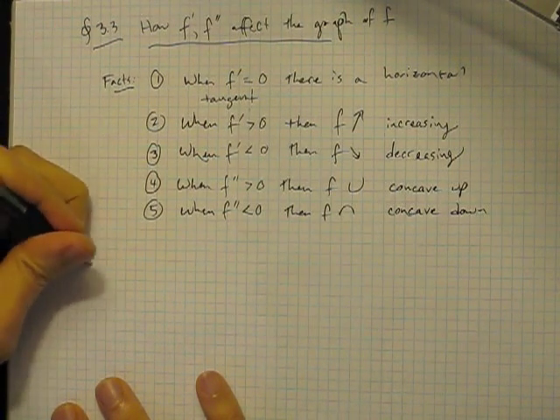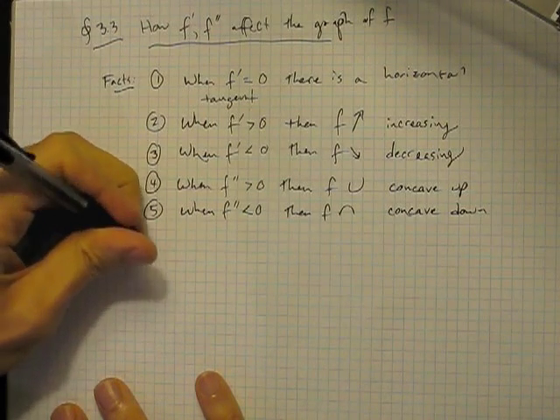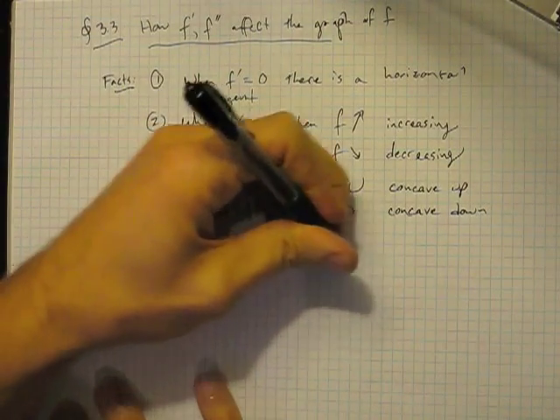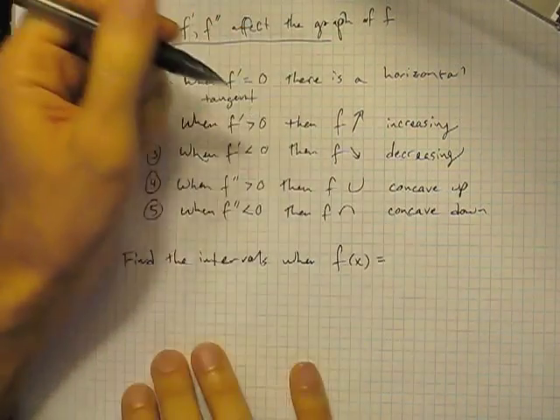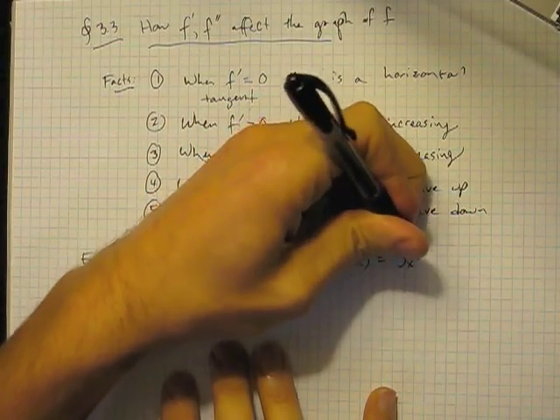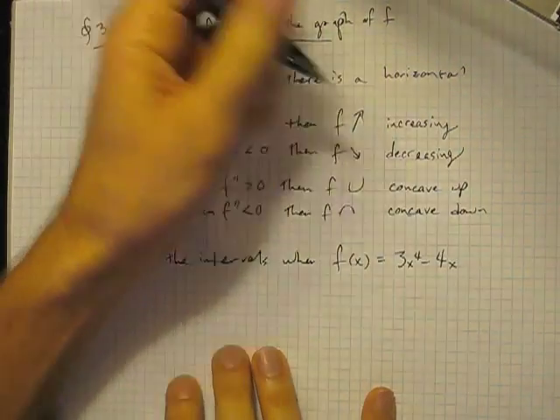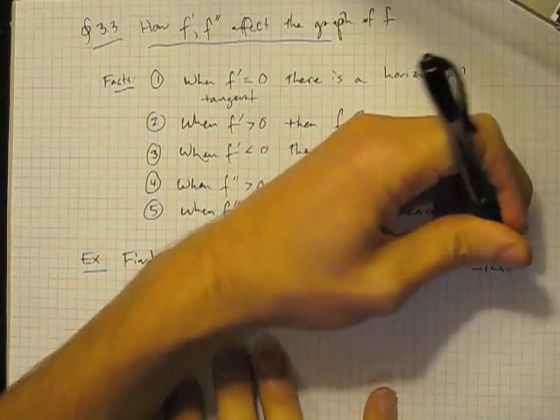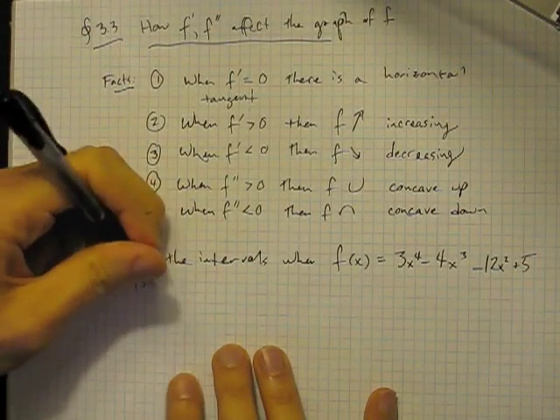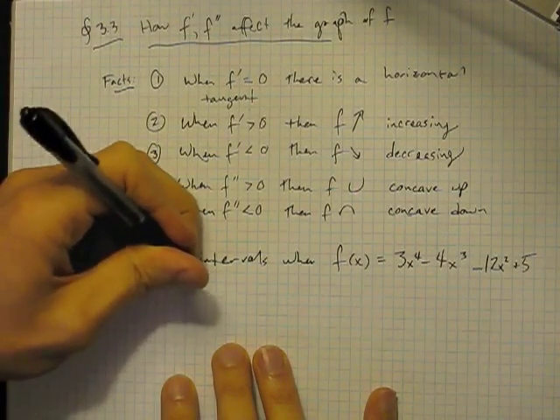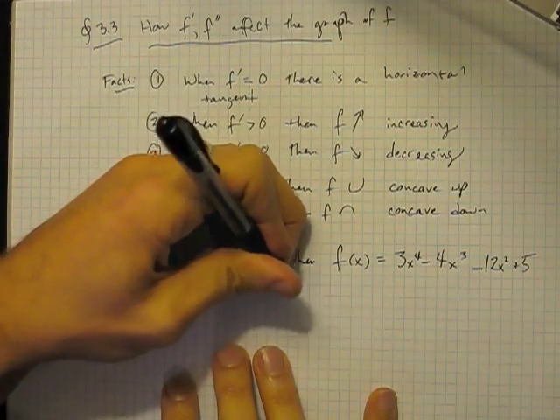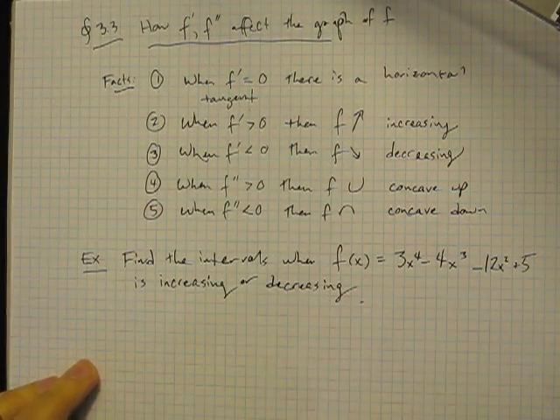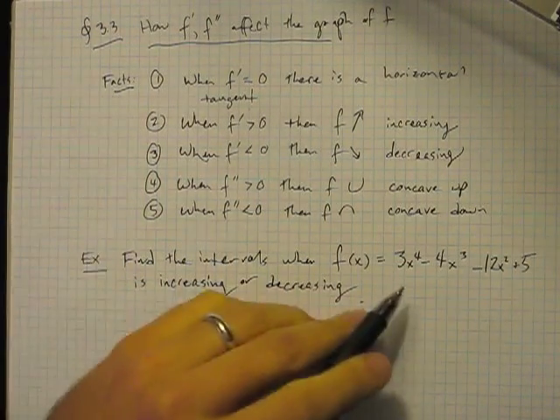Okay, so example number 1, find the intervals when this function f of x equals 3x to the 4th minus 4x cubed minus 12x squared plus 5 is increasing and decreasing. Okay, so find the intervals when this function here, this polynomial, is increasing and decreasing. So this is a degree 4 polynomial.